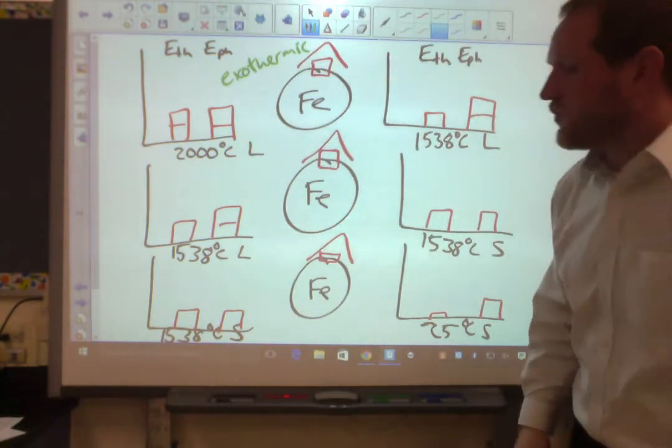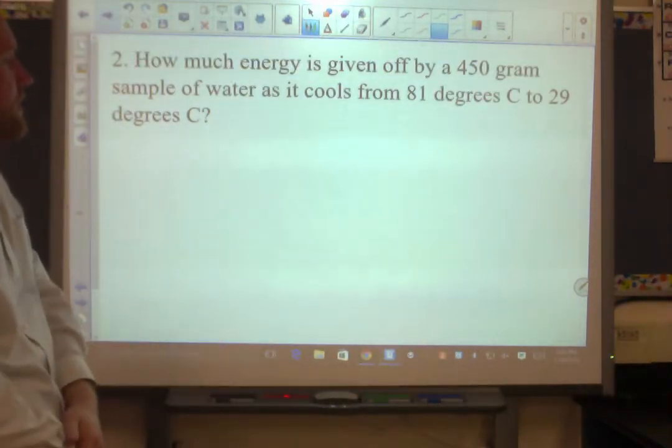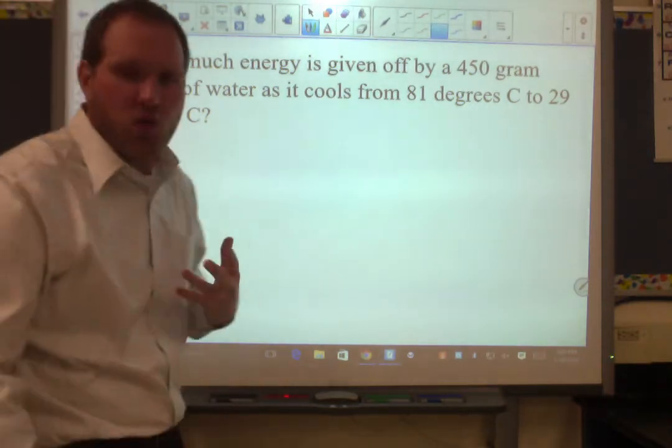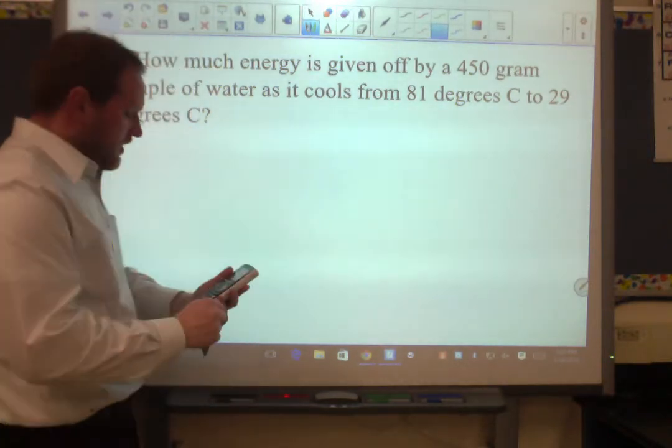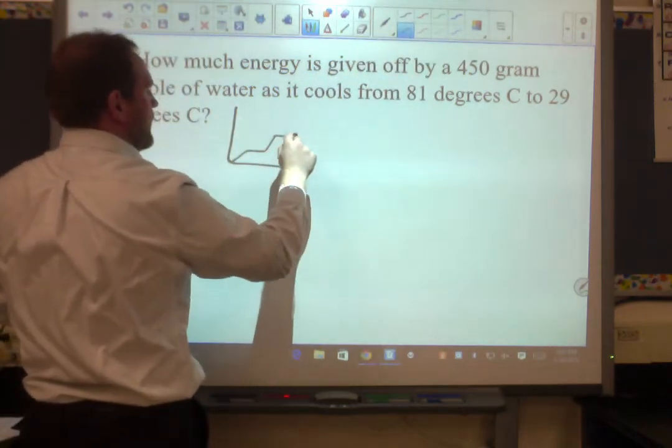Okay, so that's question 1. Question 2: how much energy is given off by a 450 gram sample of water as it cools from 81 to 29? So this is going to be a quantitative heat problem. First of all, you want to do a 5-step heating curve. Up, flat, up, flat, up.